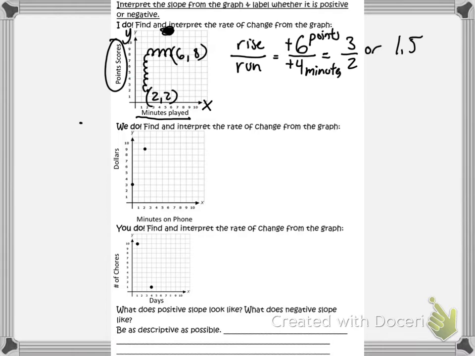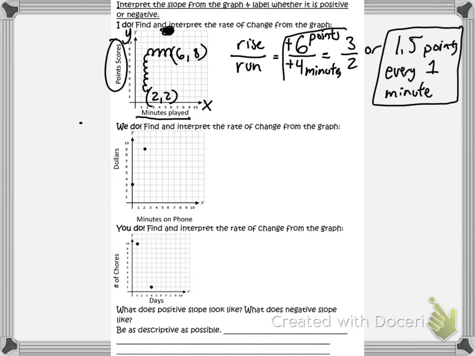And that sounds weird. So that's why I need to just say it as 1.5 points every 1 minute. Right? This sounds a little bit more natural and easier to understand than if I were to give you this.